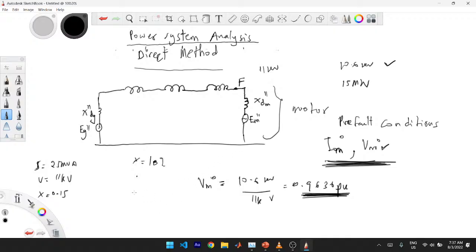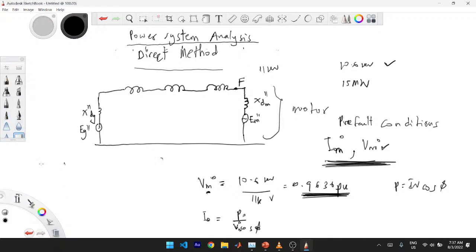So now let's find the current. We have to find I naught, right? We know that P is equal to V_M I cos phi, so I is equal to P over V_M cos phi. This V_M here is the initial V_M. So I also have to find P naught, because I know V naught, but what of P naught?